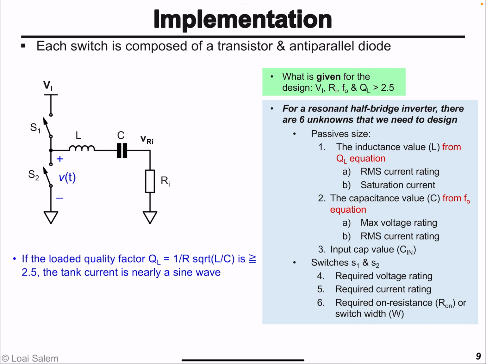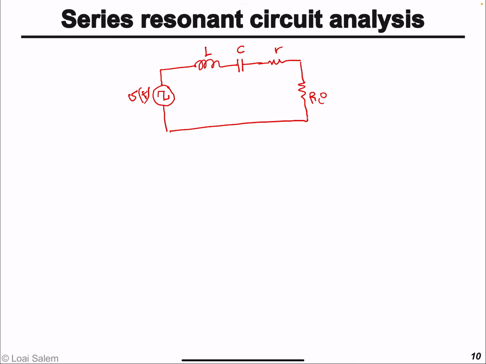To be able to calculate the current rating for the employed inductor, and the ratings, the maximum voltage and RMS current for the employed capacitor, we'll need to find an expression for the current in the RLC circuit, as well as an expression for voltage. So to do that, we're going to analyze the model of the resonant converters that we discussed.